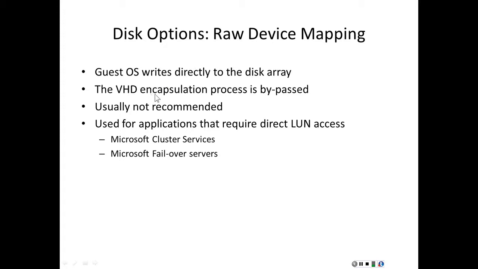In other words, it bypasses the virtual hard disk encapsulation process. Typically, this is not recommended. However, for some applications that require direct LUN access from the storage area network, such as Microsoft cluster services or Microsoft failover services, that's the situation where you would use raw device mapping.